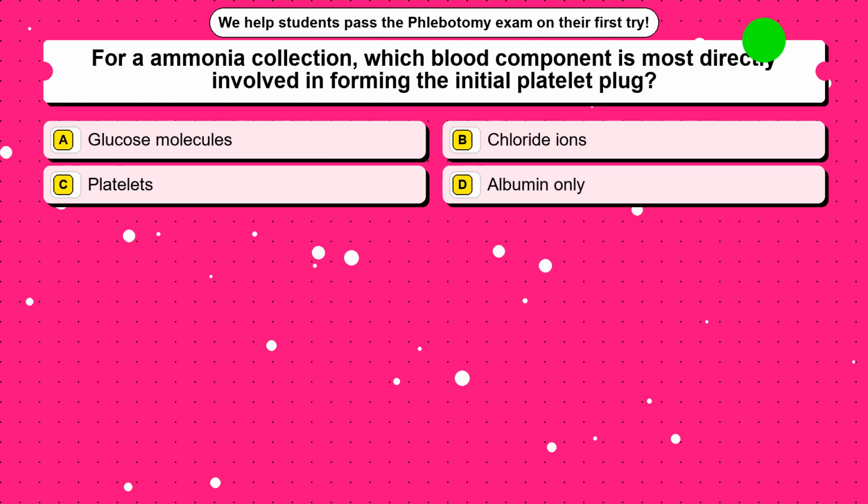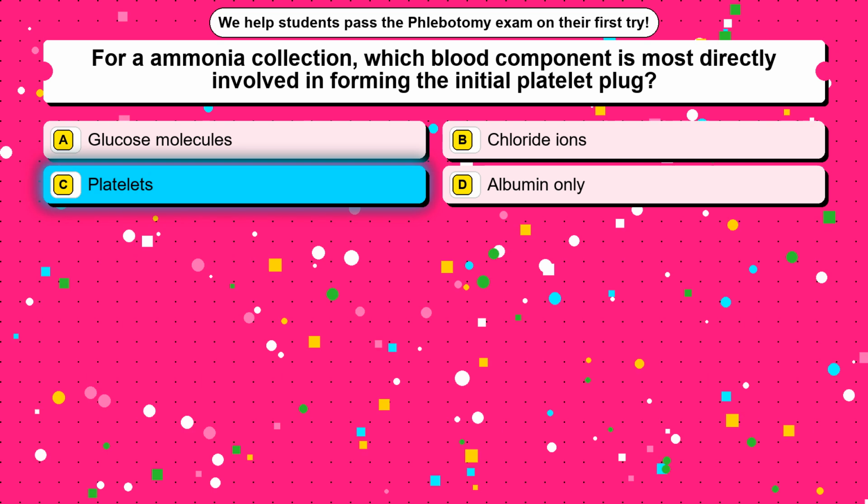Question 84. For an ammonia collection, which blood component is most directly involved in forming the initial platelet plug? Option A. Glucose molecules. Option B. Chloride ions. Option C. Platelets. Option D. Albumin only.